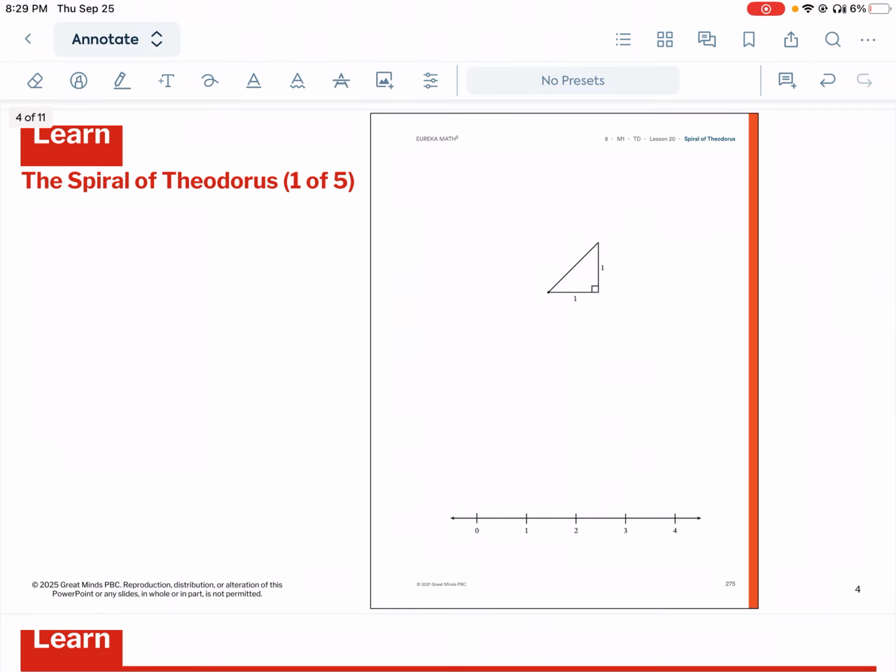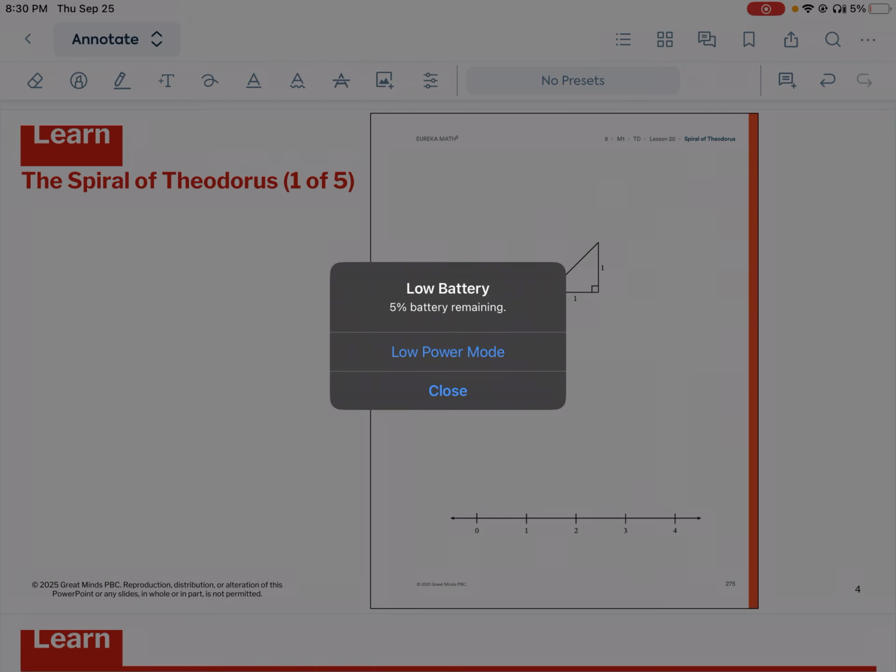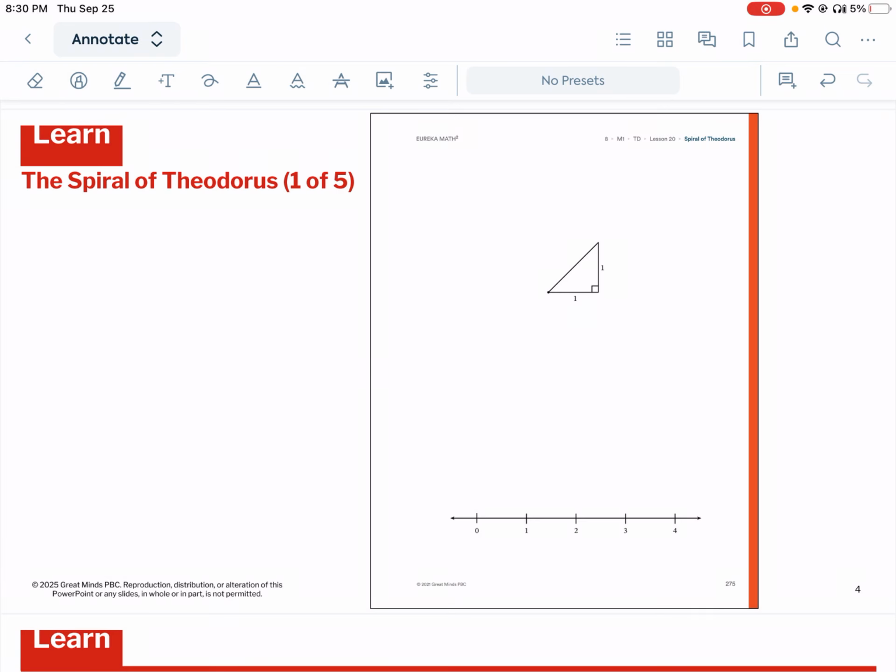Now we're going to go over something called the spiral of Theodorus. I almost couldn't get it out of my mouth. You should have this paper in your book. If you don't, it's okay. You can just use a piece of paper, because we are going to be drawing a little bit today. Now on here, it gives us a right triangle with side lengths of 1 and 1.